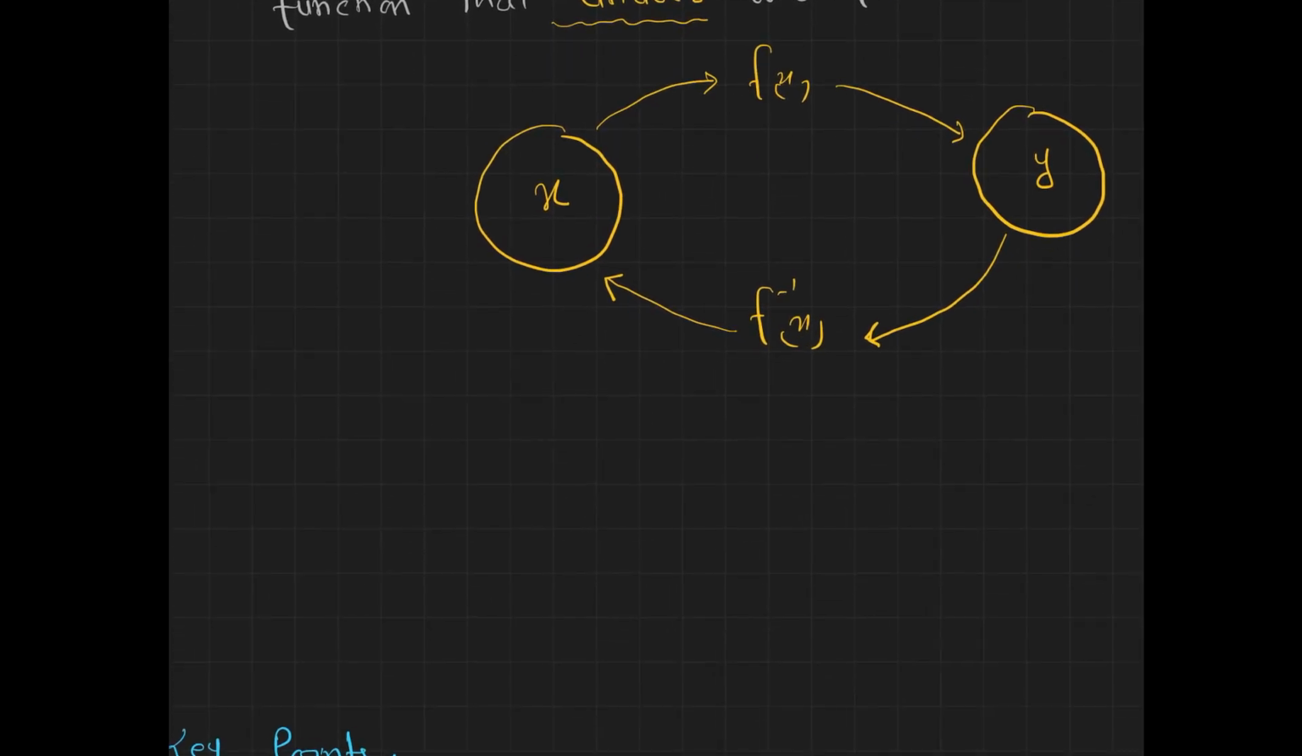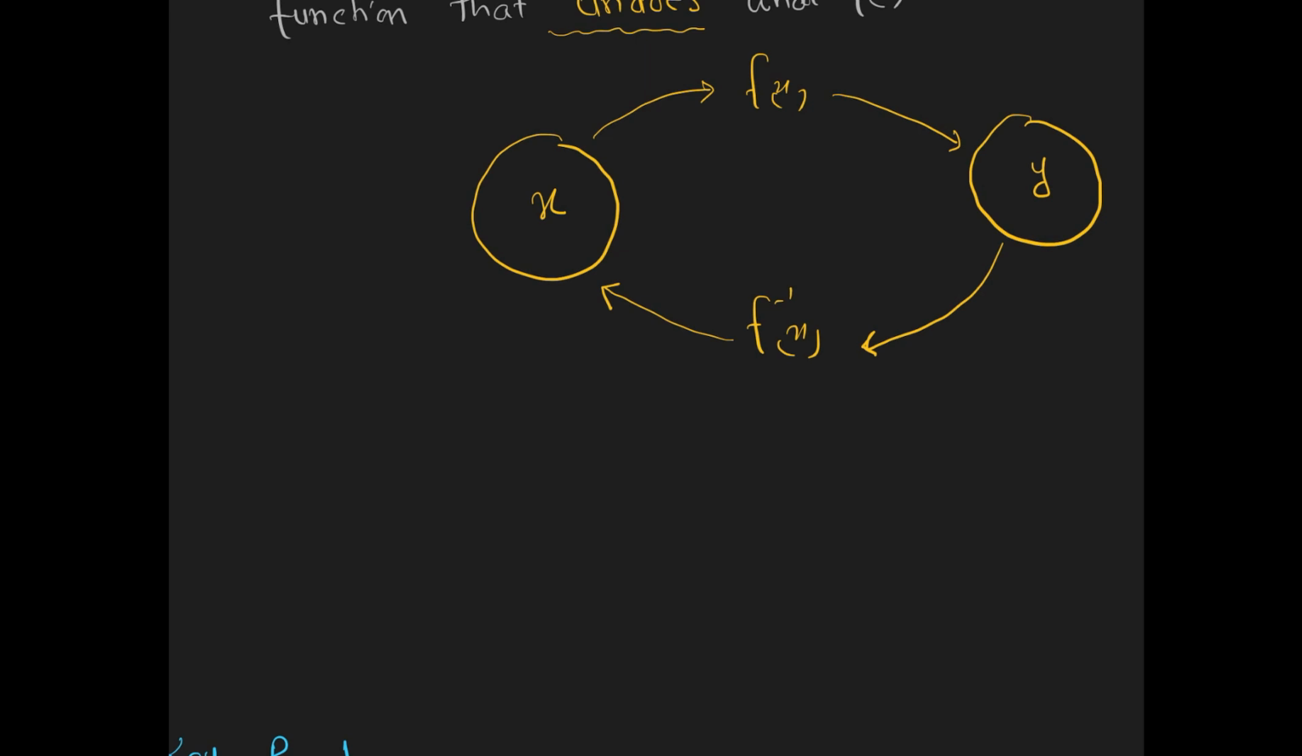We can take a few examples. For example, if we have a number 5 and there's a function x square, when x square applies on 5 it gives us 25. The inverse function of x square is square root of x. So when square root of x applies on 25, it gives us 5 back.